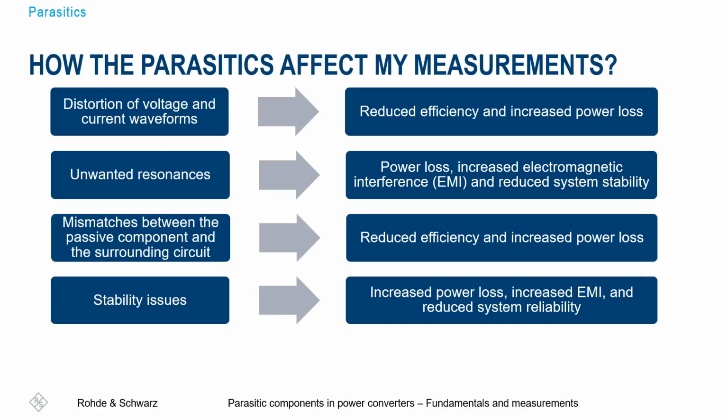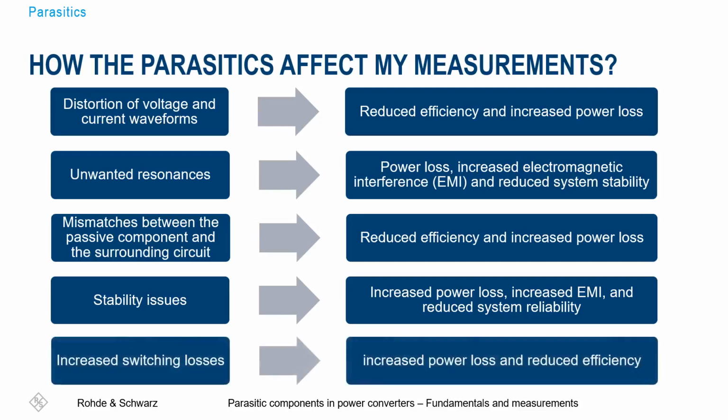Then we will have stability issues, which also lead to power loss, increased EMI, and reduced system reliability. And finally, the switching losses will increase, which in the end leads to reduced efficiency. You can see here that overall, the main problem of not considering parasitics, and of having parasitics in our circuit, is the reduction in efficiency, and it will have an impact on the overall performance.